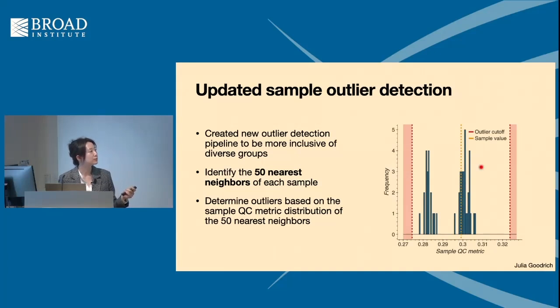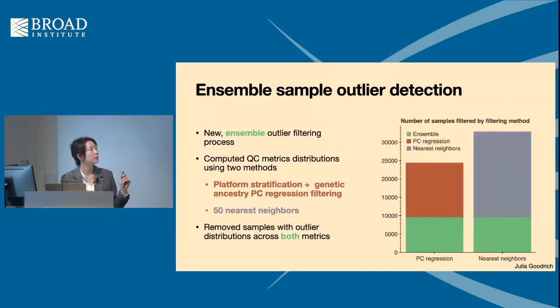So we plotted the distribution, and then we filtered based on 4 median absolute deviations from the median. The orange dotted line is indicating where the sample falls in this distribution, and the red dotted lines are indicating where we actually drew the thresholds. We found that the 50 nearest neighbors approach alone still wasn't good enough, so we decided to move to an ensemble outlier filtering method. So that's this green color on the bottom.